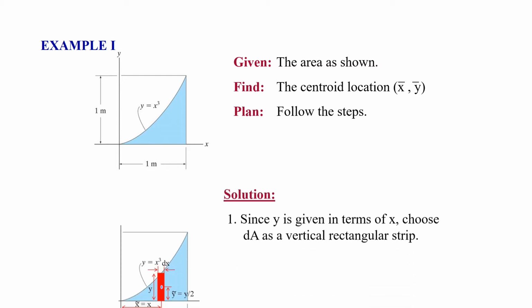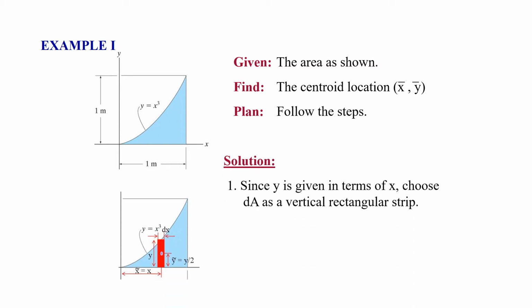Our solution would be, first, since y is given in terms of x, we should choose our differential area dA as a vertical rectangular strip. So we have in red shown here one differential strip where, in order to calculate dA, we simply take x cubed times dx. So dA is simplified in our case to x cubed dx, and that's going to make the process easier. It involves only a single integration on x.